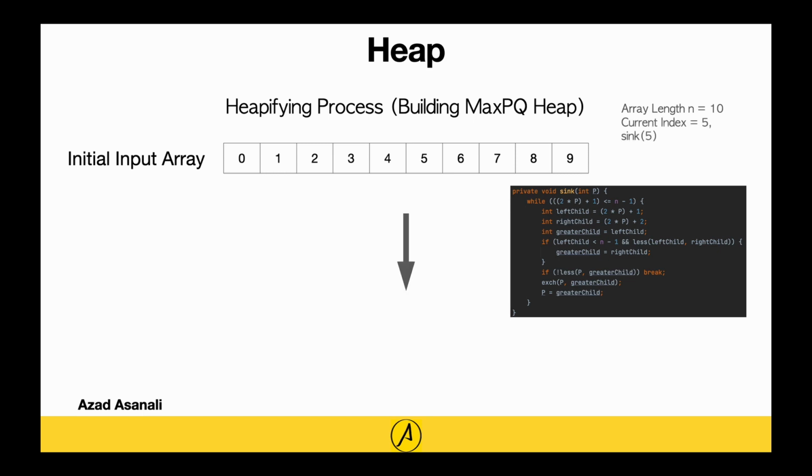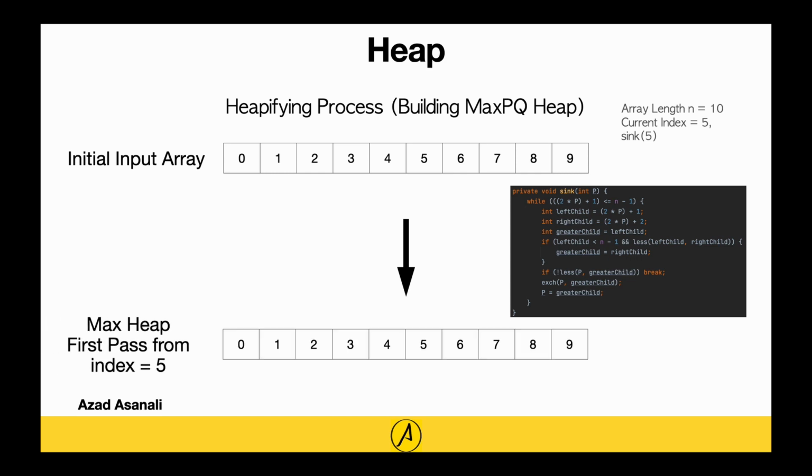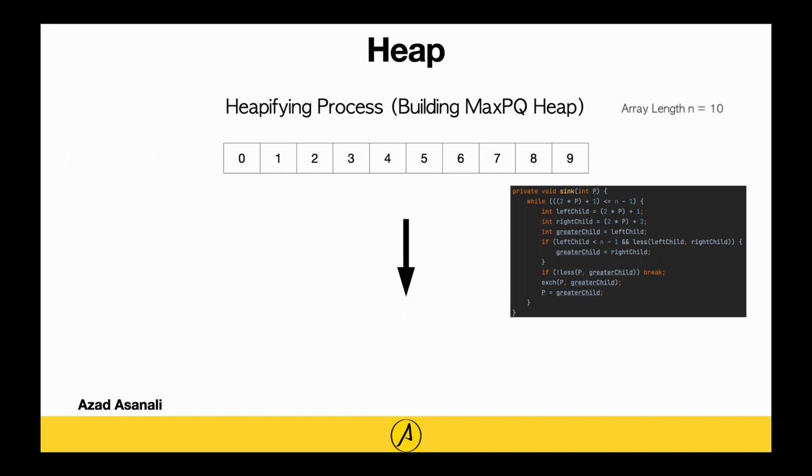Okay, and then we will sink 5. Once we started to sink 5, in the max heap in the first pass there is no change, because this is at index 5. When you multiply this parent index with 2, which is 10, plus 1, 11, there is no 11th index which is less than or equal to the length of the array minus 1. So it won't go into this loop. So in the first pass we don't get any change in the heap.